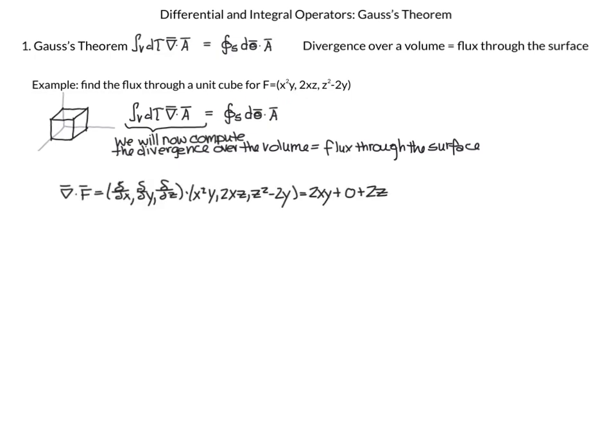And the first thing we do is we compute the divergence. This is del dot our field, x squared y, 2xz, z squared minus 2y.